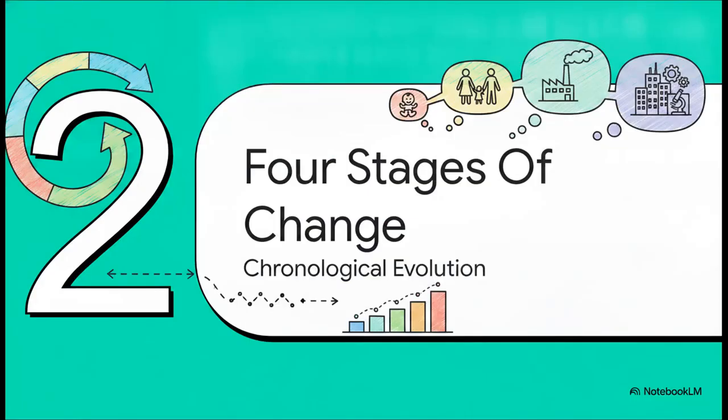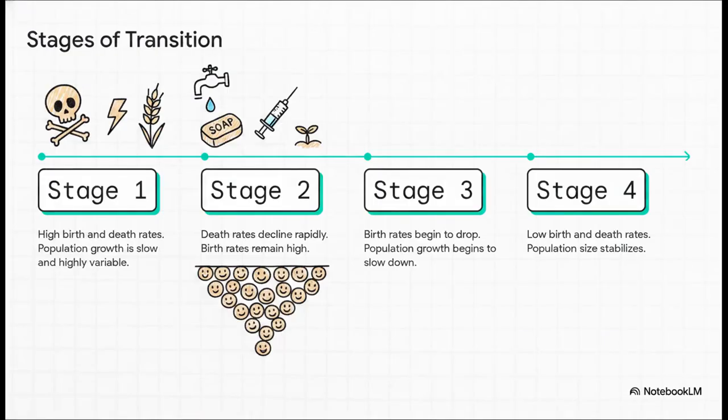Let's move to Section 2 and see how this builds the 4 stages of change, a chronological evolution. Right. So this transition isn't an overnight flip. It happens in 4 distinct measurable phases. First up, the pre-industrial stage, spanning roughly the first 50 years of our timeline here, with high birth and death rates driven by unpredictable things like famines.